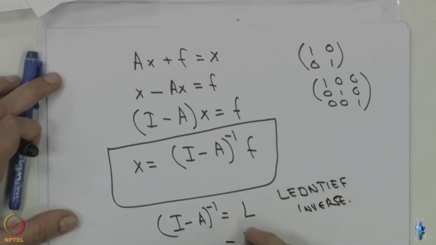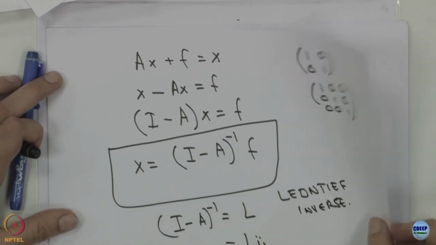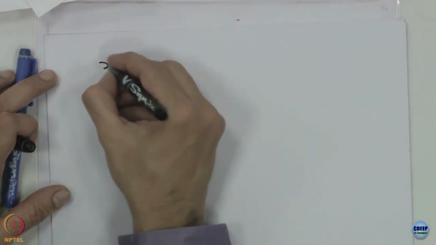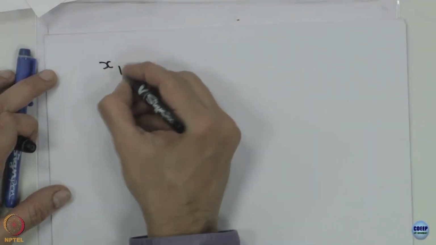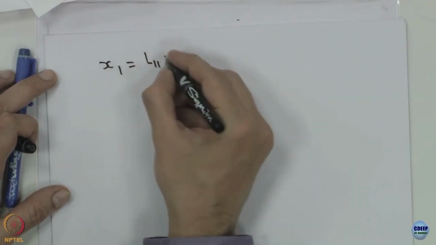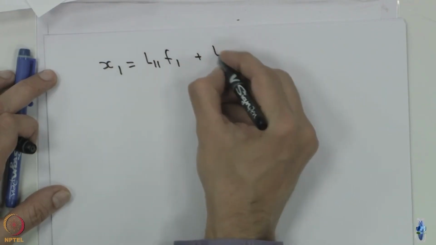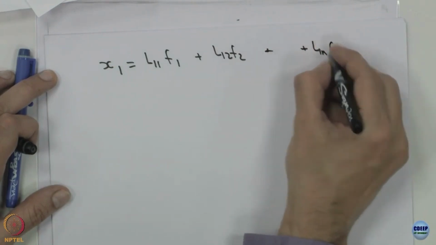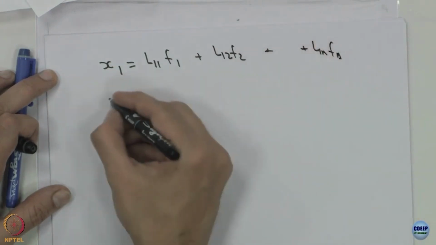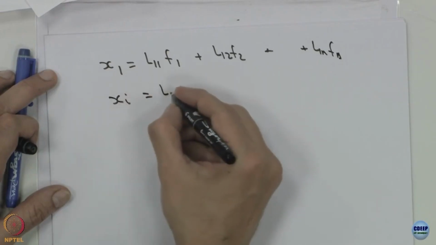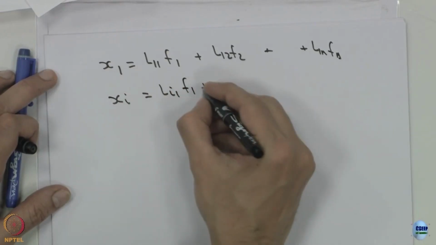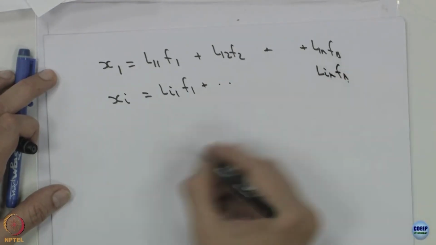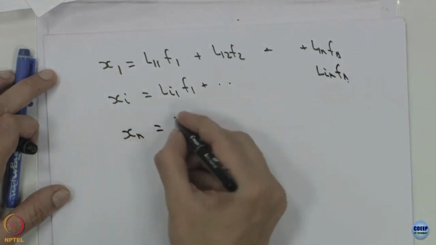And this can be written as Lij. So we can write this as X1 is equal to L11 F1 plus L12 F2, up to L1n Fn, and so on. Xi is equal to Li1 F1, and so on. Similarly, Xn is.